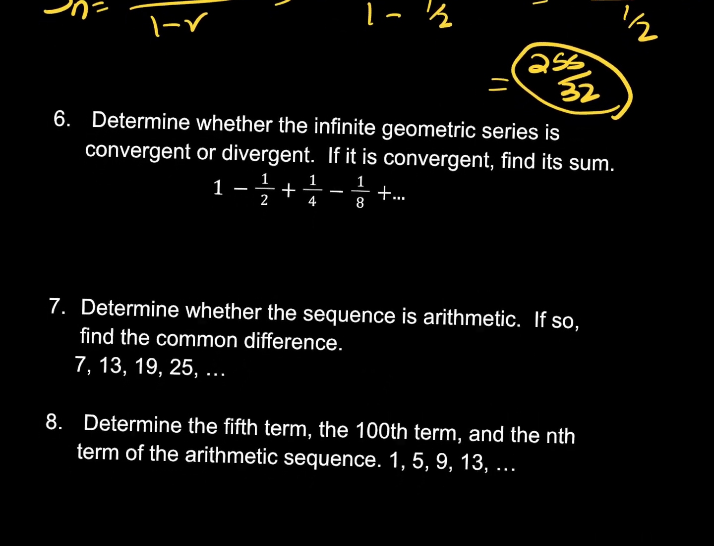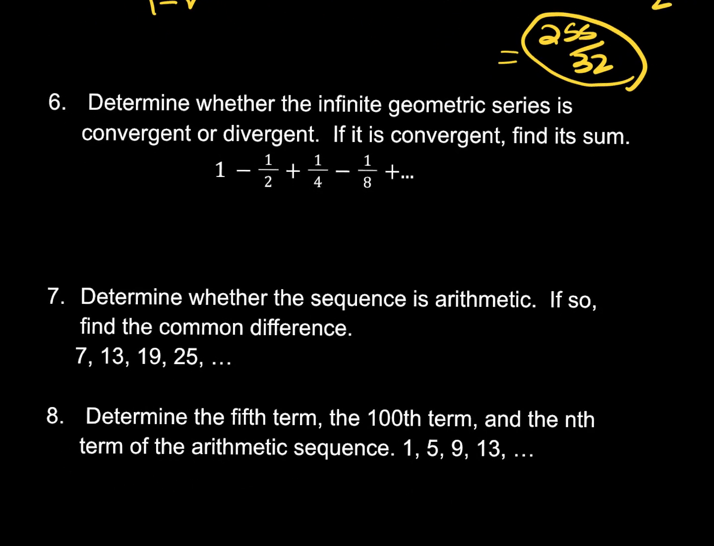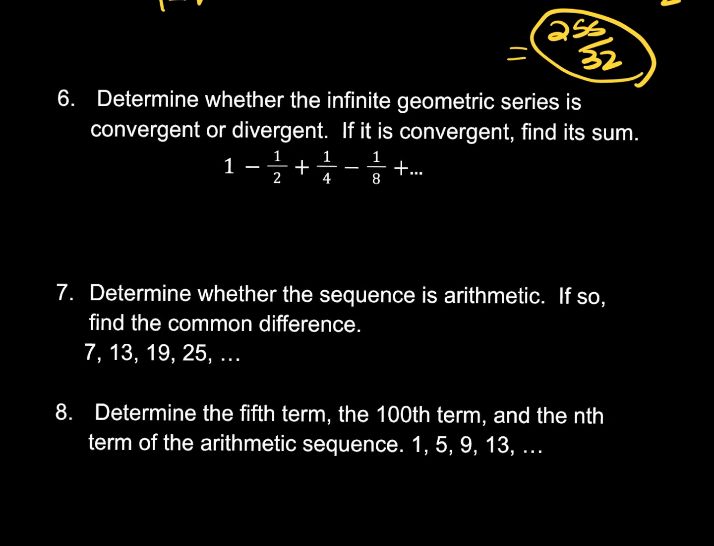Okay, number 6, determine whether the infinite geometric series is convergent or divergent. If it's convergent, find the sum. Remember, it's convergent if r is between -1 and +1. So in this case, r is -1/2. That's what they're multiplying by. And because that's between -1 and +1, it means it is convergent. It's definitely convergent.